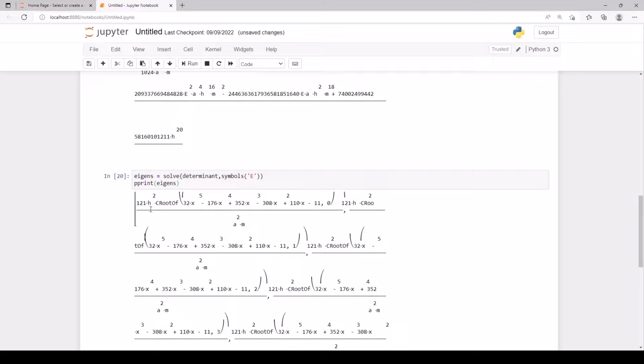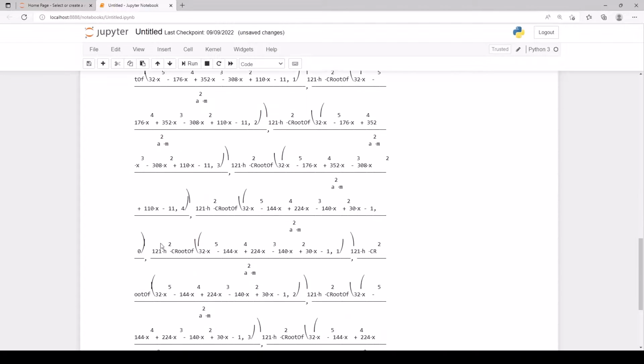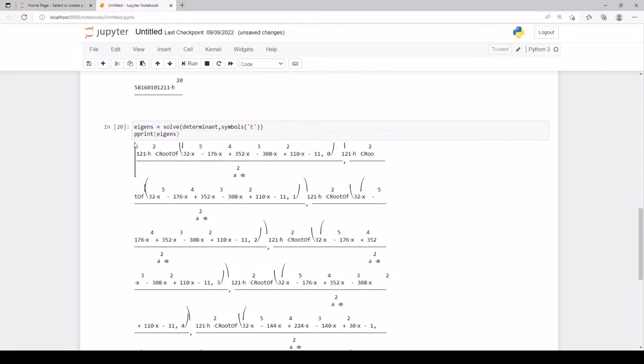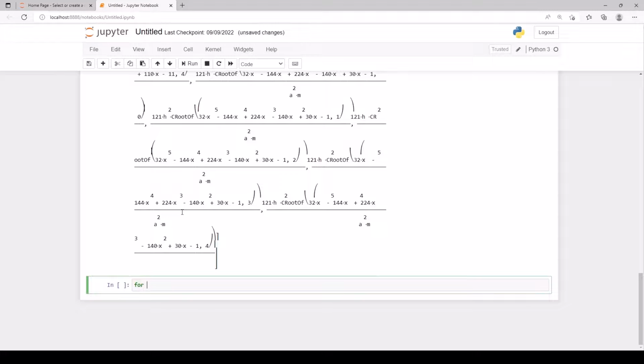So what you see here is that we're getting something called CRootOf. Remember, SymPy, as convenient as it is, is designed to solve for things symbolically. And this CRootOf is its way of symbolically showing that the result is going to be the root of this expression. So to get an actual numerical answer, we have to use a command called n. I defined eigens up here as the eigenvalues.